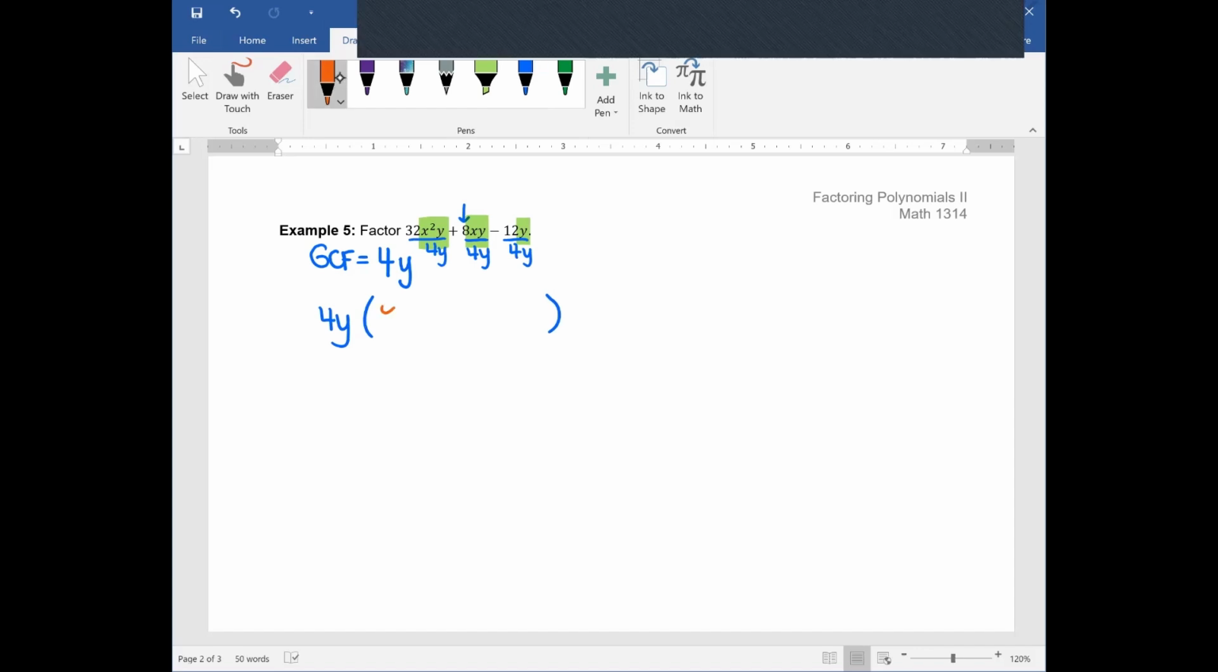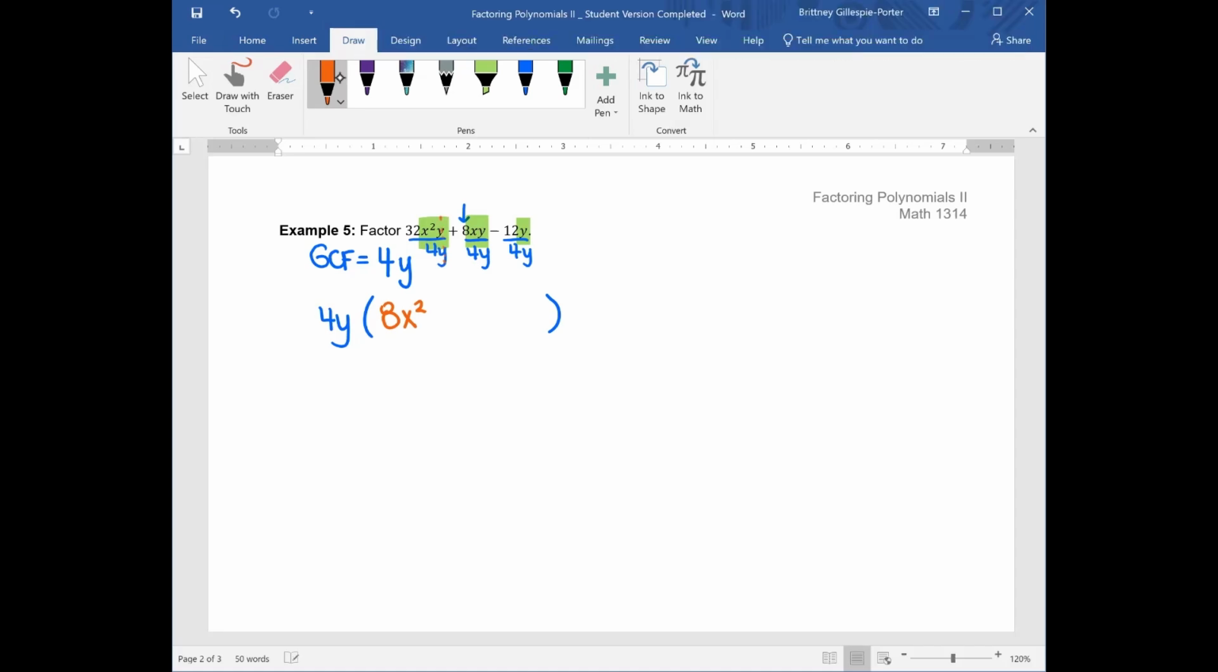32 divided by 4 gets me 8. My x squared has to come down because we're not dividing by an x squared, but my y's do go away. Bring down my plus. 8 divided by 4 gets me 2. X still attached, but my y's again go away. Bring down my minus. 12 divided by 4 gets me 3, and again, the y's go away.